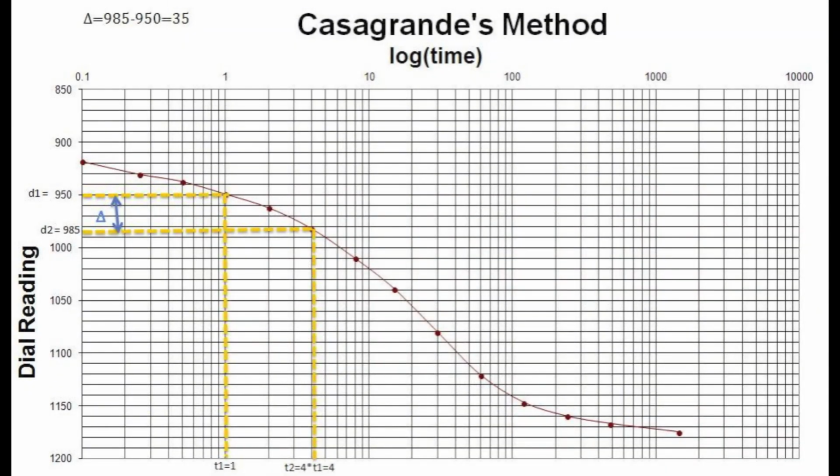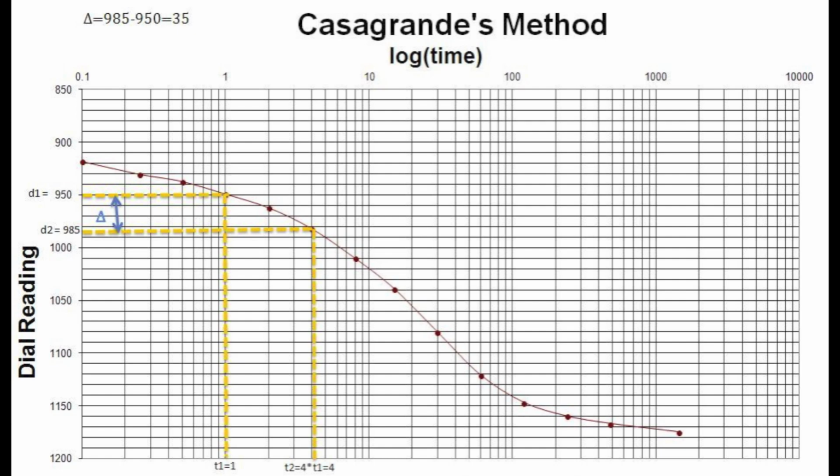This is a typical dial reading as a function of time plot on a semi-log scale in red. Each load increment will have a unique point, such as this. The various points in red are displacement measurements with a corresponding time from the start of the test.